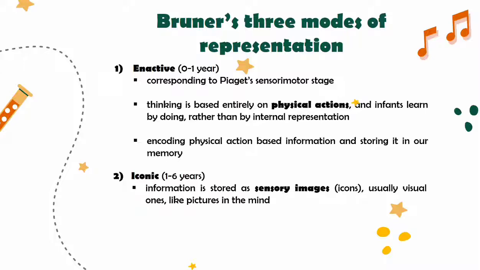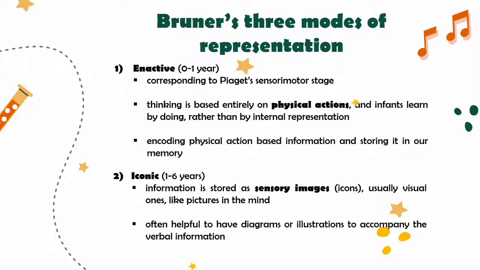So next, iconic happens in 1 to 6 years of age. It is information stored as sensory images or icons, usually visual ones like pictures in the mind. For some this is conscious, others say they don't experience it. This may explain why when we are learning a new subject, it is often helpful to have diagrams or illustrations to accompany the verbal information, because thinking is also based on the use of other mental images or icons such as hearing, smell, or touch.